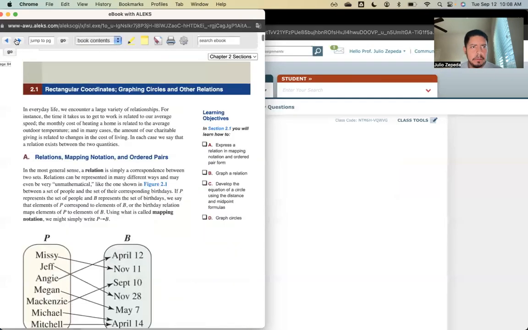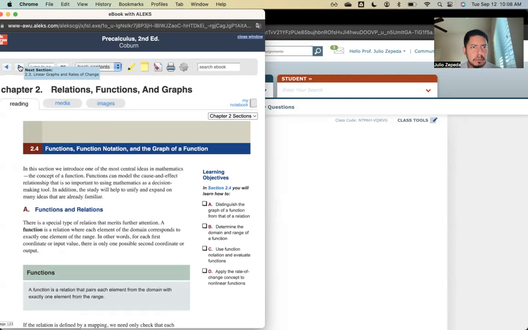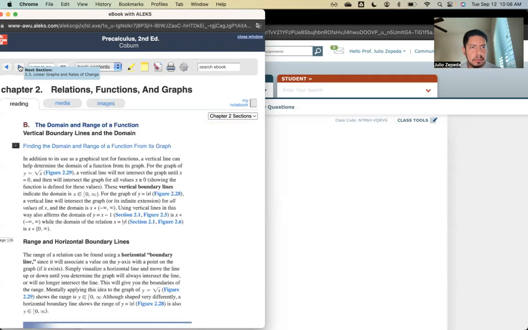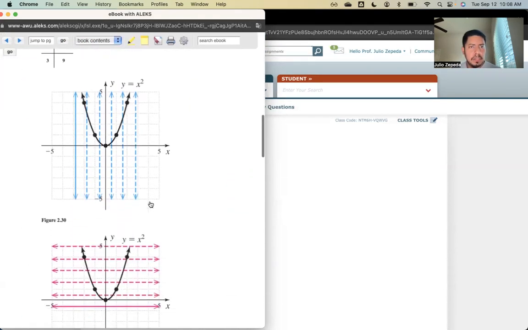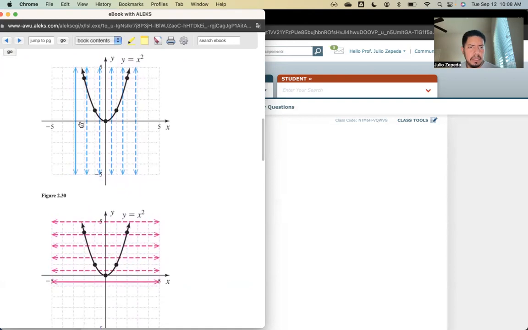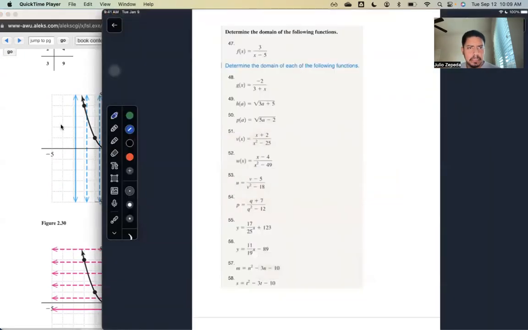Okay, it's somewhere in the textbook. Yeah, here we go. Domain and range. So this is kind of what we were looking at, a vertical line running across it that helps us figure out the domain. And so let's go ahead and move on.